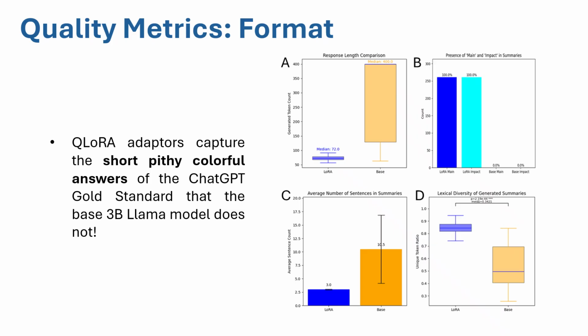It really hung around this 72 token level, even though I gave it 200, which I think is super interesting. It learned to prioritize the end sequence token much earlier, so that's very cool, and proves it internalized the pithy nature of my ChatGPT journalist. More importantly, panels B and C showed the adapters implicitly mastered the structural headers, main result and impact, and the 3-sentence length in 100% of cases.